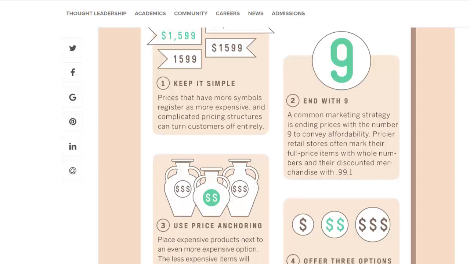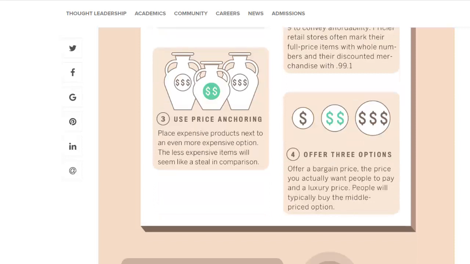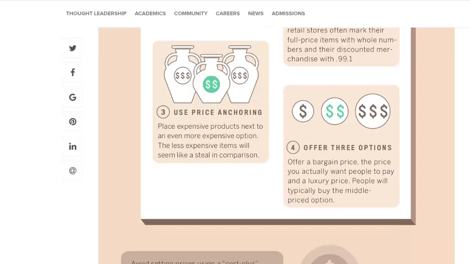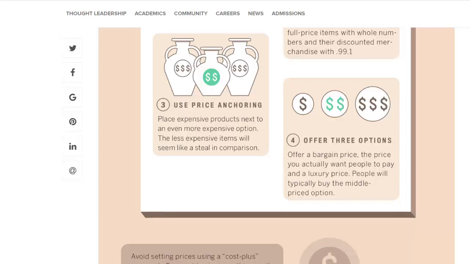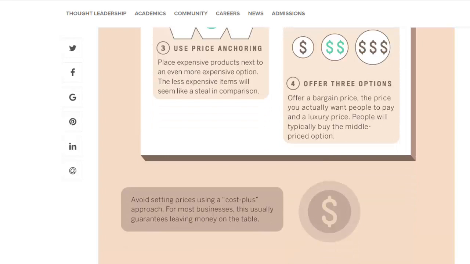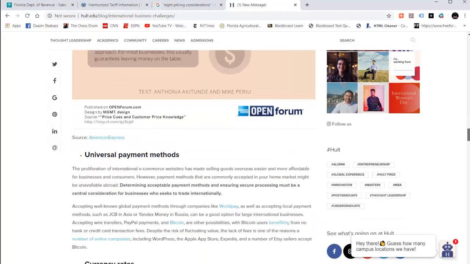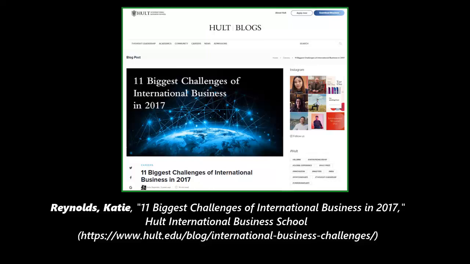And then it talks about using price anchoring to place expensive products around less expensive products so the less expensive product can get more attention, which is a very interesting tactic to use. And then offer tiered pricing: offer three options, a bargain price, a price you actually want people to pay, and also a luxury price. So I thought these were very interesting points when you talk about pricing.